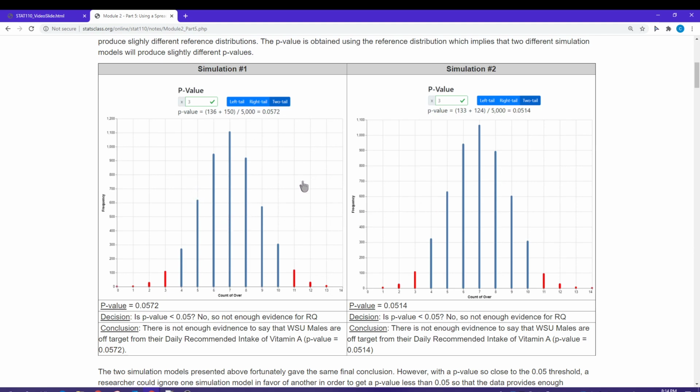So one way to prevent this is to use more than 5,000 outcomes. Certainly 5,000 is enough. It gives us a good idea of what's going on, but we do have some variation in one reference distribution compared to the next. Luckily, these two reference distributions ended up giving us the same conclusion. But as I said just a moment ago, we would hate for somebody to keep getting more and more reference distributions, just keep getting them until they get the answer that they want.